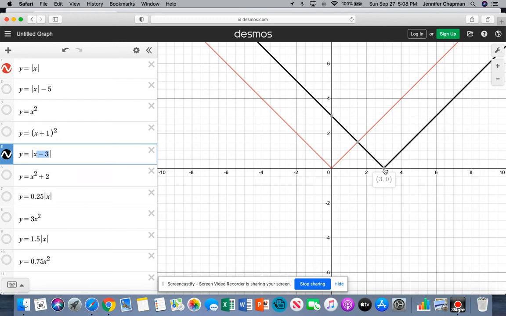Nothing changed with domain and range. Domain is still all real numbers. It goes left and right forever. Range, it still lives above that line y equals 0.